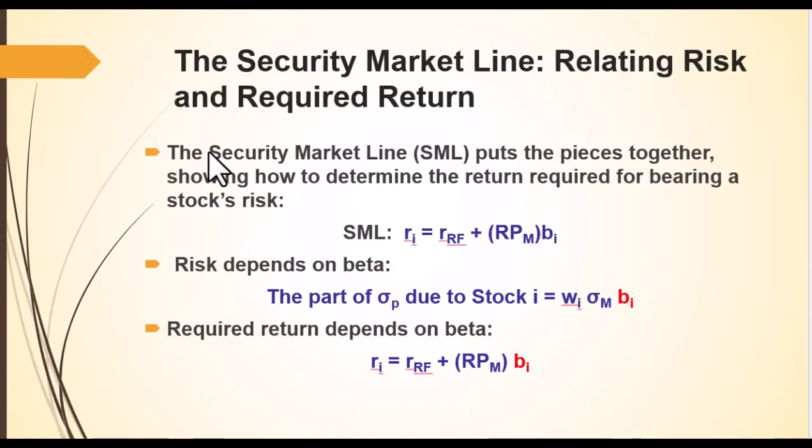What this creates for us is a basic formula. The security market line is the risk-free rate plus the risk premium of the individual stock. So risk depends on beta. The part of the standard deviation of the portfolio due to the stock, that's this beta, right? The weight is just the proportion invested. This is the risk of investing in the stock market. So again, the required return of the investment ultimately depends on the beta of the stock.